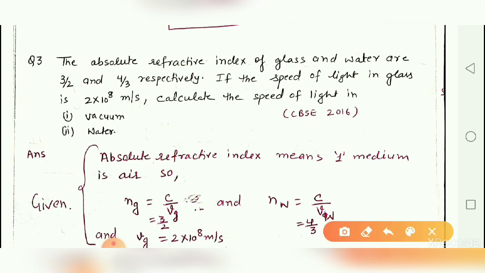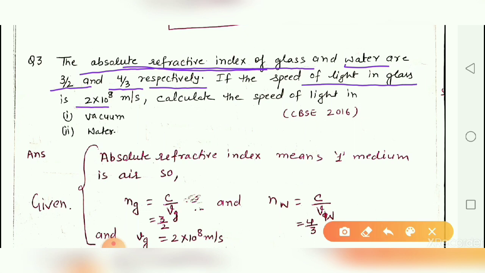Now let us do the next question. The absolute refractive indices of glass and water are 3 upon 2 and 4 upon 3 respectively. Absolute refractive index means one medium is air. And the next statement is, if the speed of light in glass is 2 into 10 raised to power 8 meter per second, then we have to calculate the speed of light in vacuum and water. Now what is given? First we have to write that.